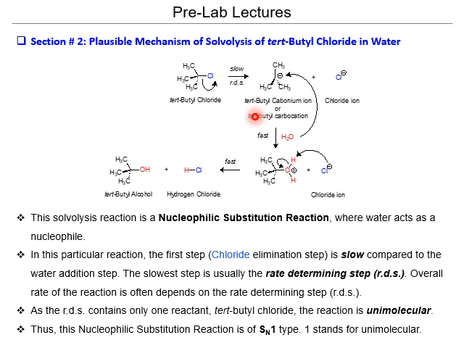As the rate determining step contains only one reactant, tertiary butyl chloride, the reaction is unimolecular. So this nucleophilic substitution reaction is an SN1 type of reaction. One stands for unimolecular because you can see it contains just one reactant. The other reactant is the solvent. We do not have a separate reactant in addition to tertiary butyl chloride. That's why it's SN1 and the reaction is unimolecular.